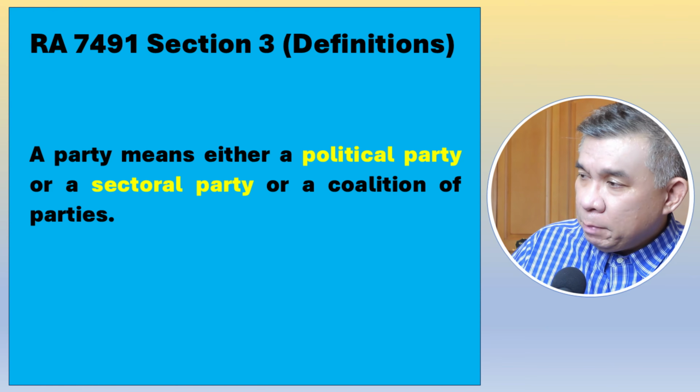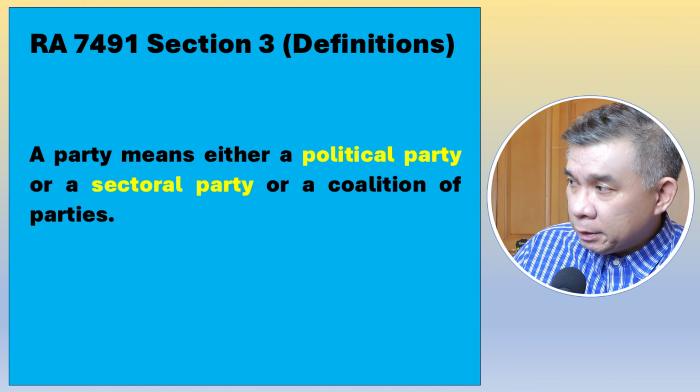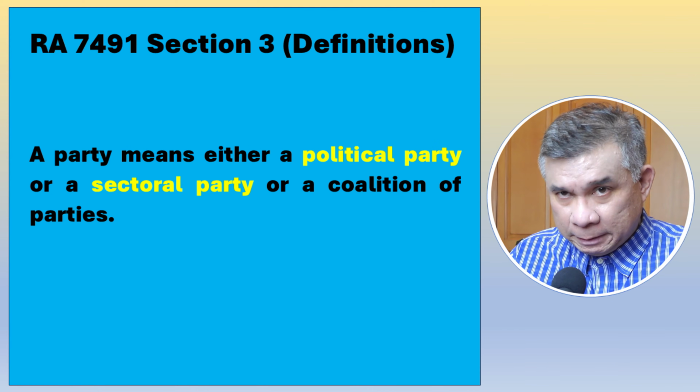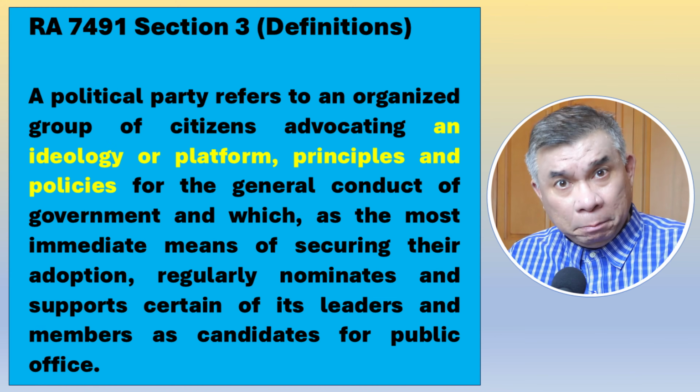Now, Section 3 of that law defined what are those considered to be eligible for the party list system. First, what is a party? Nevertheless, a party means either a political party, a sectoral party, or a coalition of parties. Therefore, what is a political party?